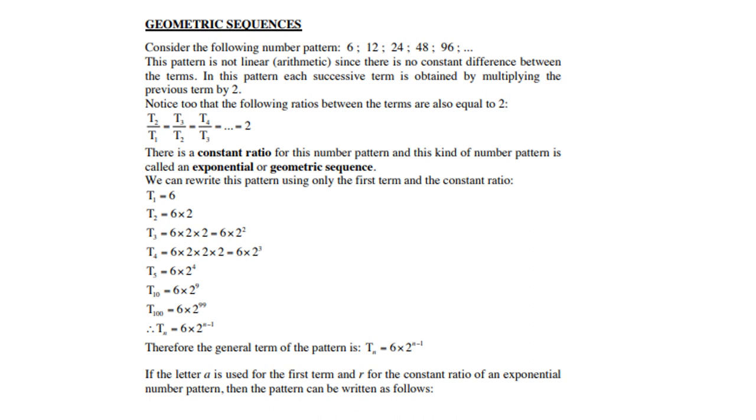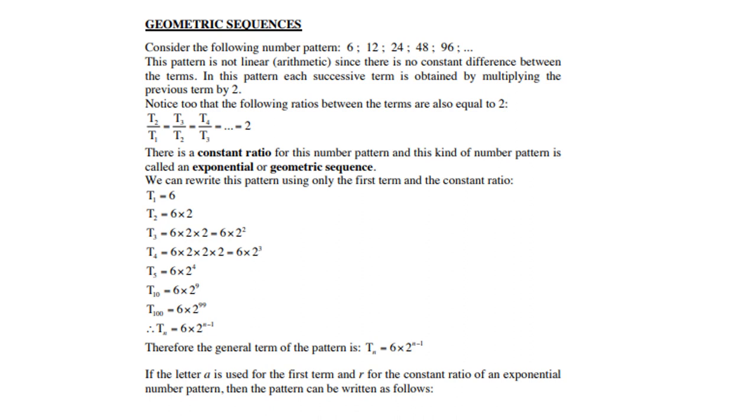In other words, if you take term 2 and divide by term 1, or term 3 divided by term 2, or term 4 divided by term 3, etc., you will get 2 all the time. 12 divided by 6 is 2. 24 divided by 12 is 2. 48 divided by 24 is 2, and so forth. So there is a constant ratio for this number pattern, and this kind of number pattern is then called an exponential or geometric sequence.